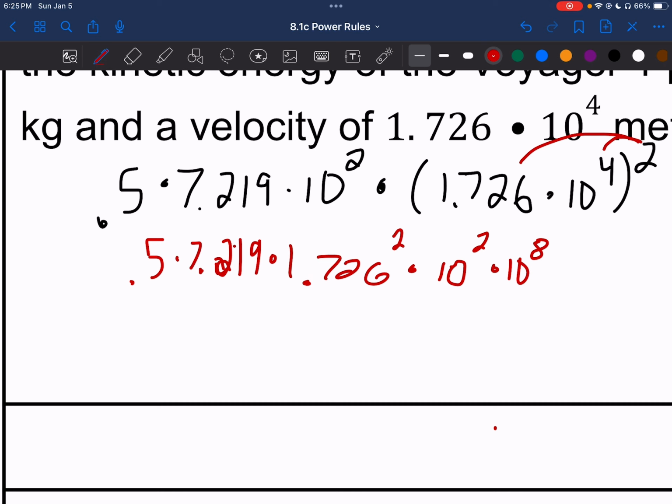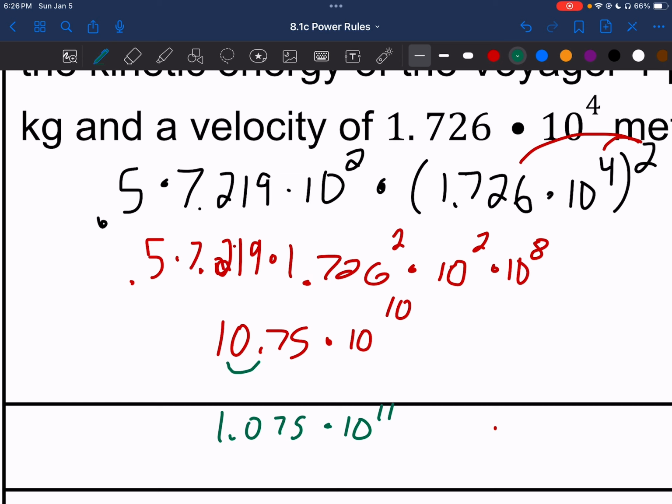Okay? So when we multiply all this together, we get 10.75 times 10 to the 10th power. Is that in scientific notation? The answer is no. So we need to move that decimal point one step to the left, and we're going to get 1.075 times 10 to the 11th power.